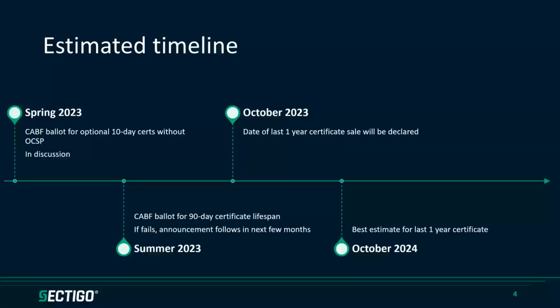The estimated timeline, this is my estimate, without belaboring it too much. I am expecting that sometime in the summer, we will learn of a specific timeline. And my best guess is that that timeline will have an October 2024, let's say a Q4 2024 implementation date for where certificate term will drop to 90 days.